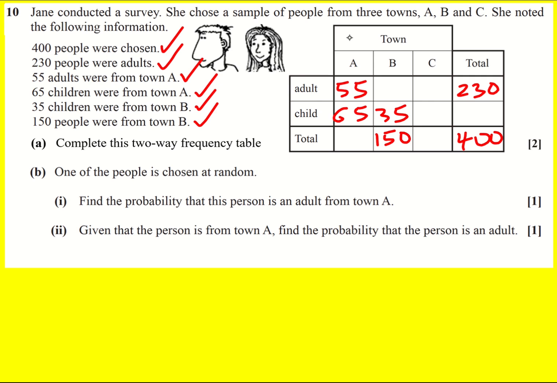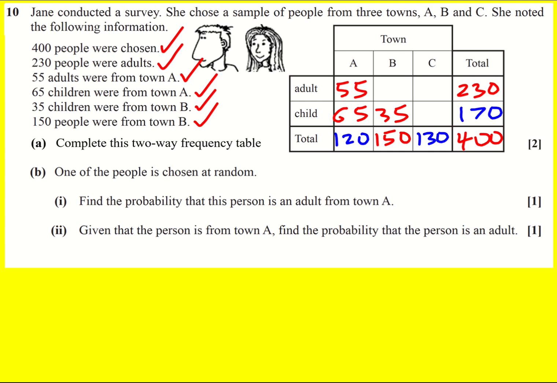Here goes. So we know the total for town A. We can just add these two up together. We'll get 120. Then if I add up the totals for town A and B, I get 270. So if I find the difference between that and 400, it's 130. If I find the difference between the total and the adults, it must be 170 for the children.